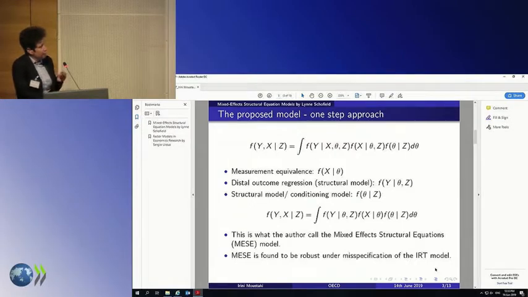So the model that was proposed by Lynne was actually, let's try to do everything in one go, which is actually the main approach if you do structural equation modeling. You don't really separate the steps. You fit the measurement part of the model and the structural part of the model together. But in structural equation modeling, it's probably not so common to have the latent variable predicting a distal outcome.